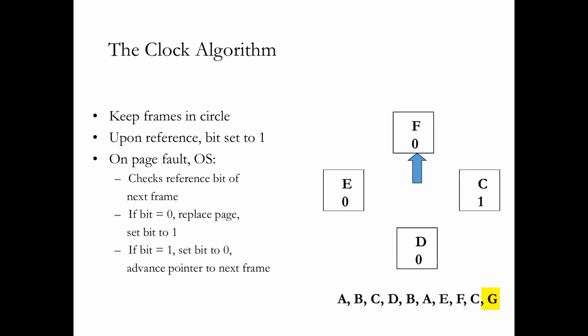And finally, we have to bring page G. So what do we do? Well, we go to page C, which was just referenced. And because bit was 1, we set it to 0, and then advance pointer to the next frame. So now D was 0, so that can be kicked out, and then we can replace this page.